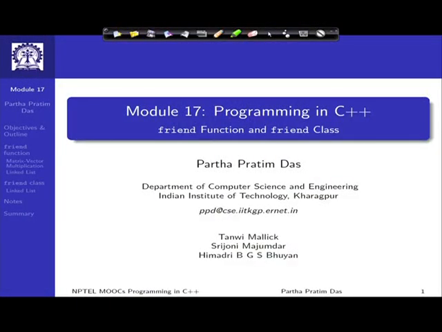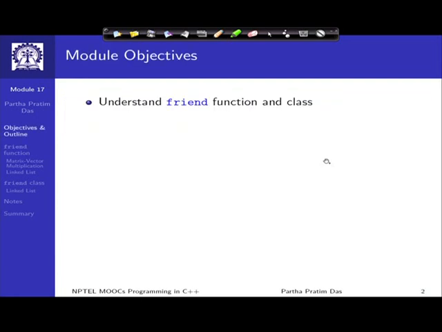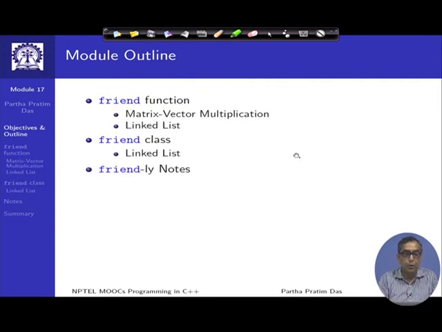Welcome to module 17 of programming in C++. In this module, we will talk about friend function and friend class, trying to understand what they mean and why they are useful in the C++ design process. So, these will be the module outline.